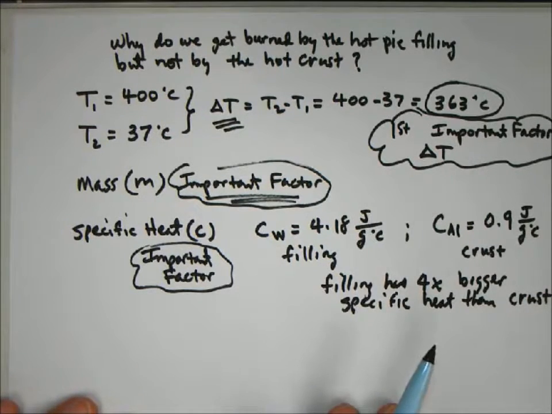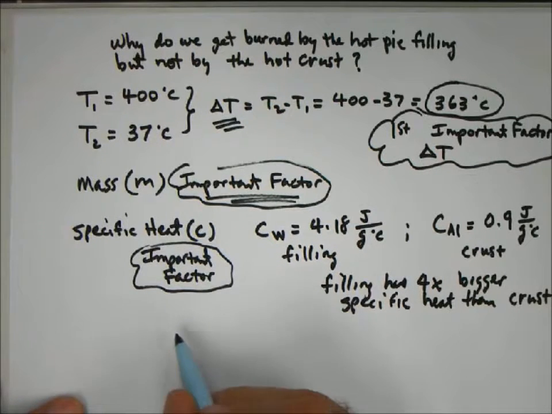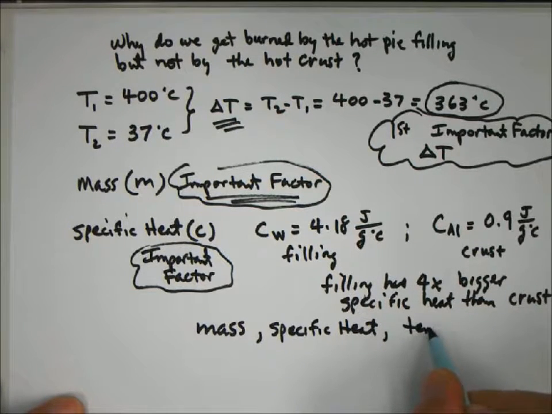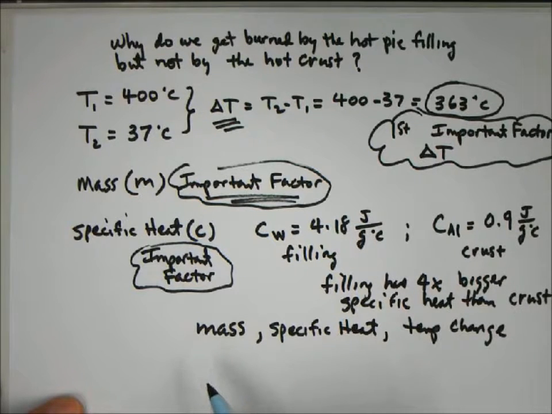So, the different factors needed to understand heat transfer would be mass and specific heat, and also temperature change. So we can relate those, and these would be the important factors in determining how much heat gain or loss there is. So we can say that heat is dominated by these 3 factors: mass, specific heat, and temperature change.